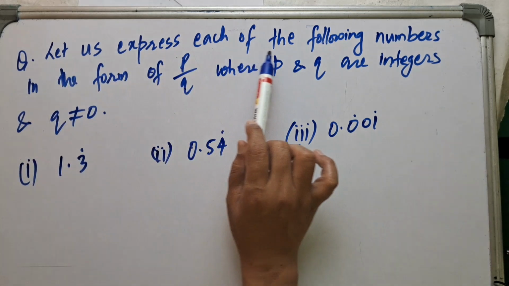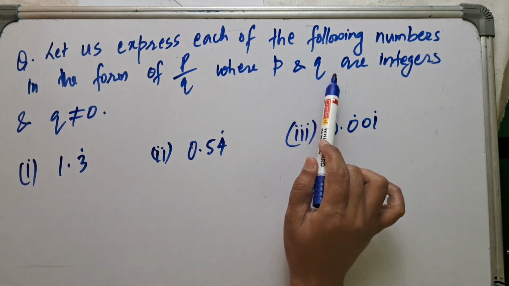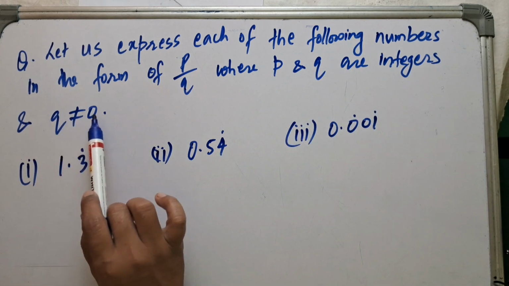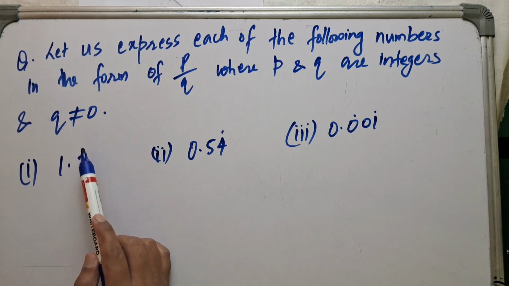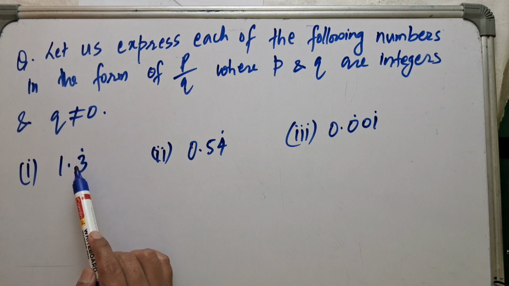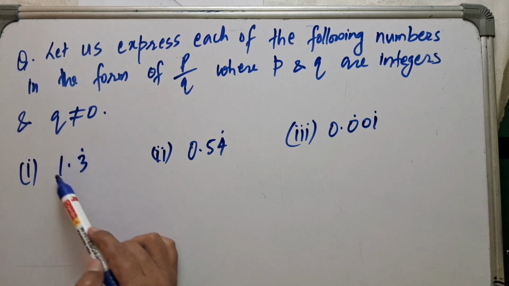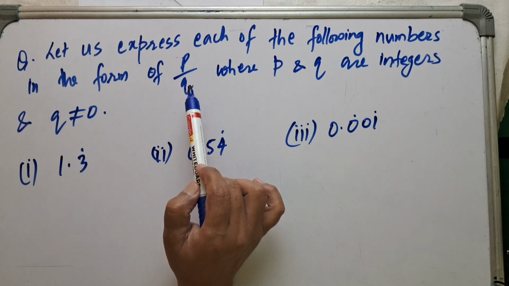Let us express each of the following numbers in the form p upon q, where p and q are integers and q is not equal to 0. Question number 1: 1.3 with a bar over 3. This is a rational number in decimal form. We are asked to convert it to its fractional p upon q form.